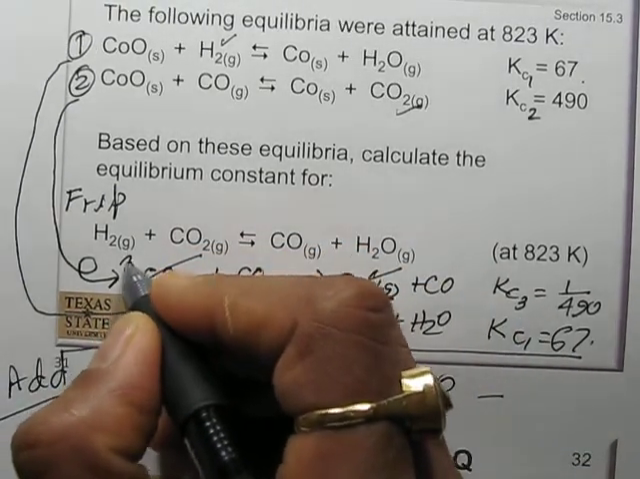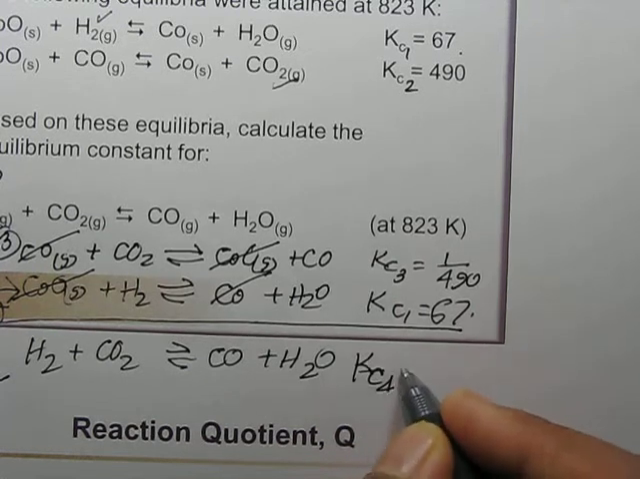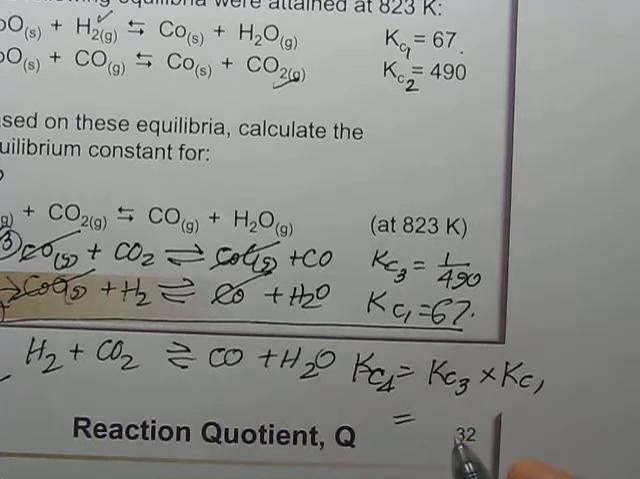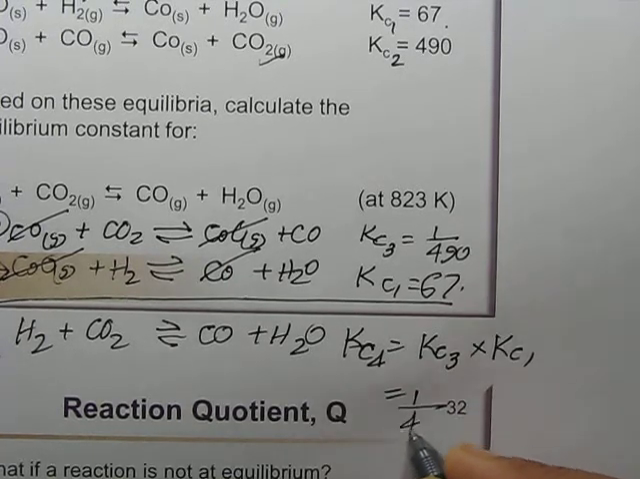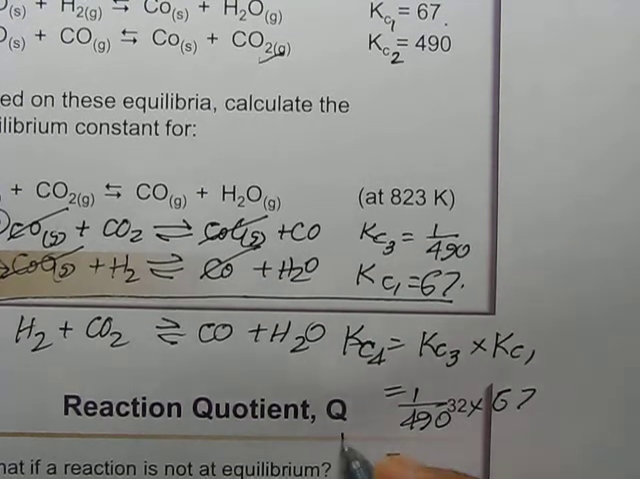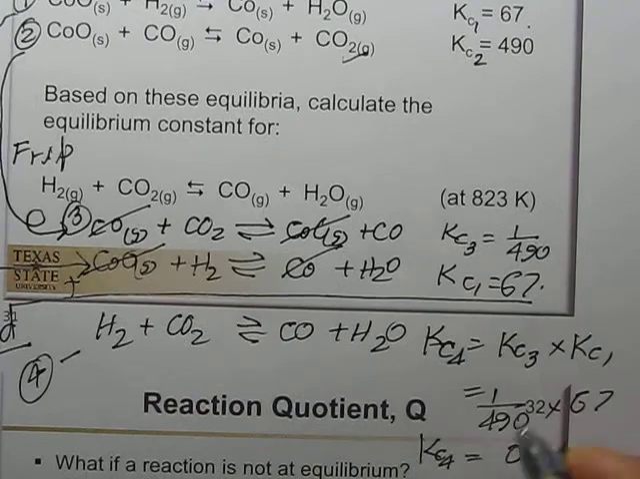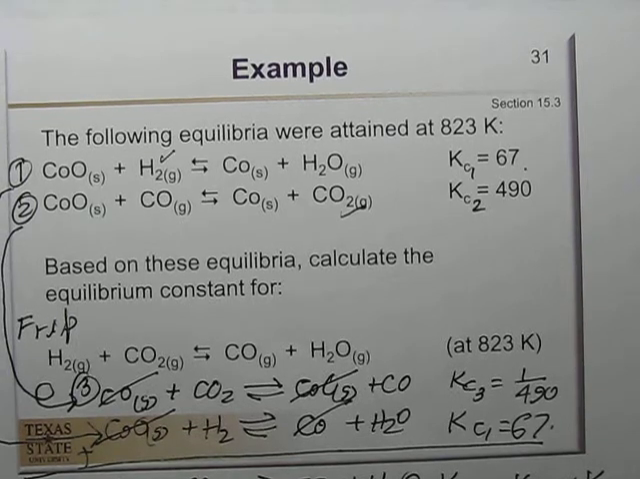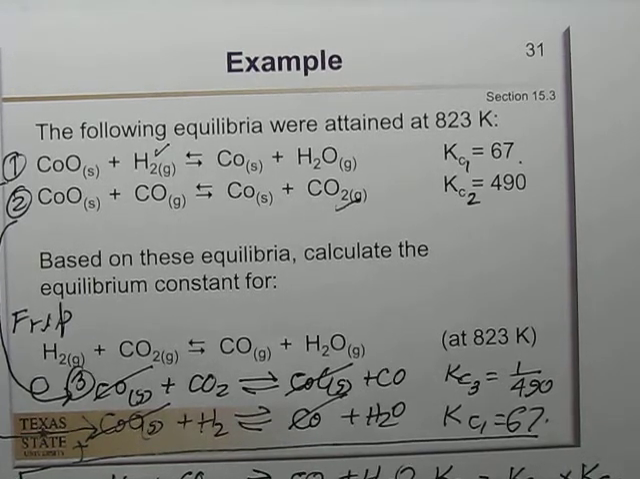So if we flip this one, this becomes 3. Kc4 will become Kc3 multiplied by Kc1. So Kc3 is 1 divided by 490, multiplied by 67, and the answer Kc4 will be 0.14 once you divide this out. So this is one example of how we can work with the manipulation. I will give you a few more examples.